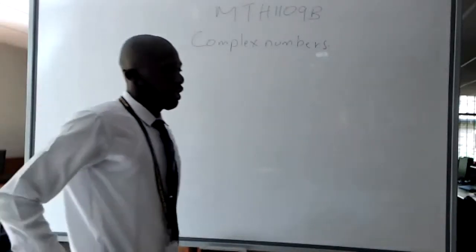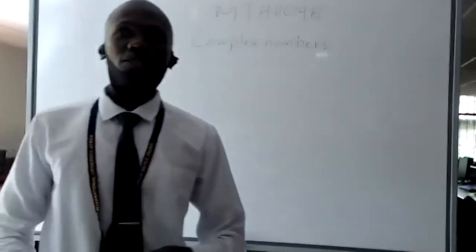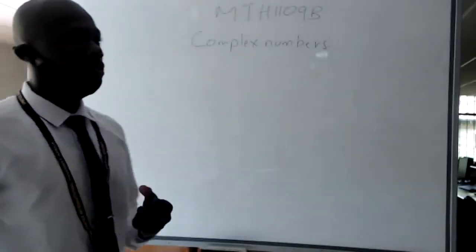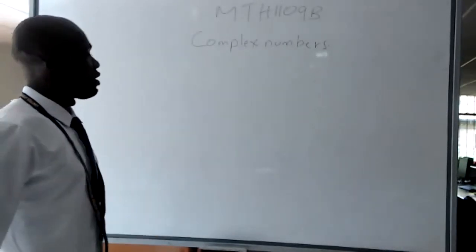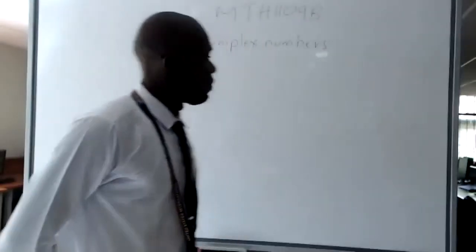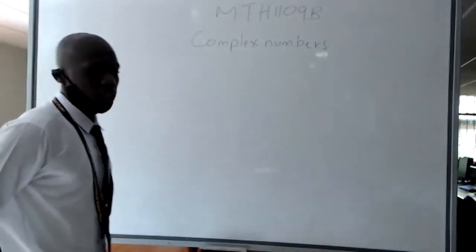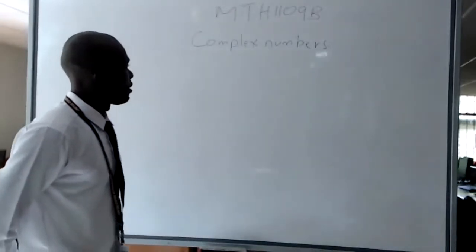So looking at sets, then we did polynomials, then we did factorization. We also looked at linear equations in one unknown variable. And later on, we will look at quadratic equations. But first, we need to look at these objects called complex numbers. These are mathematical objects called complex numbers.